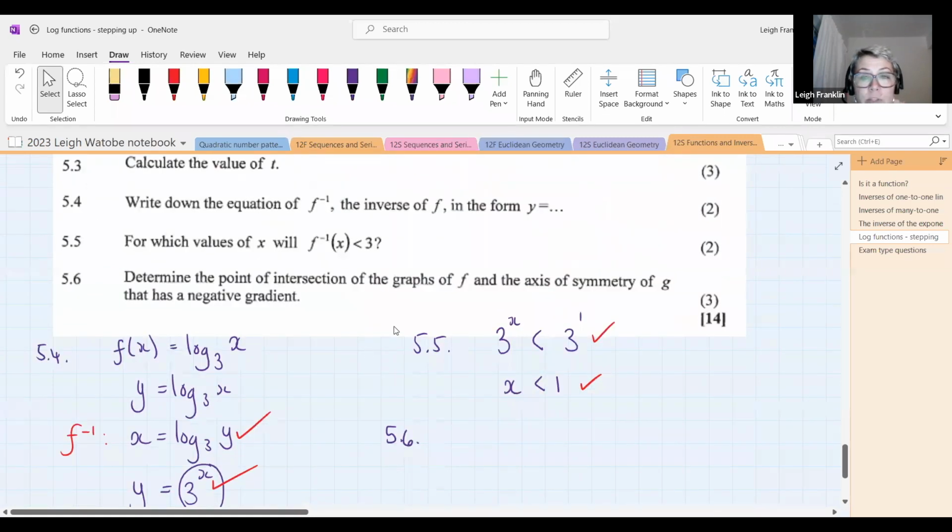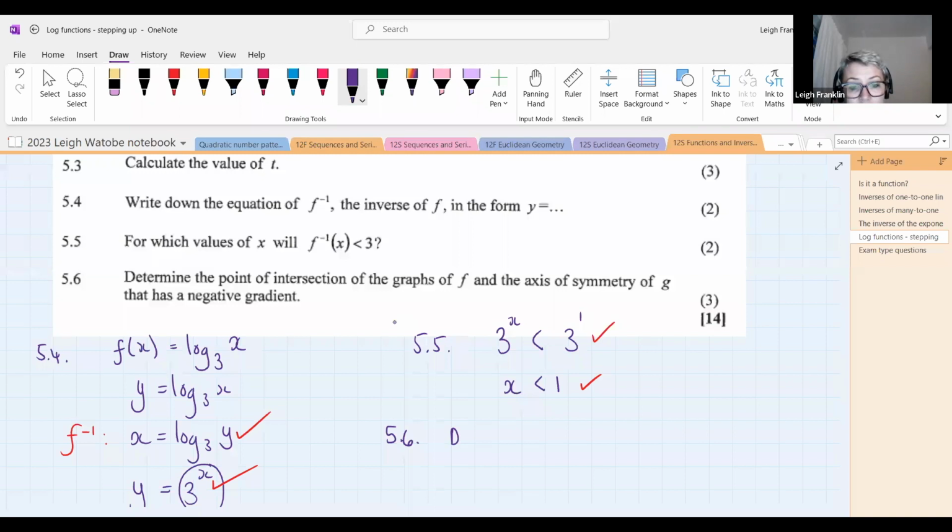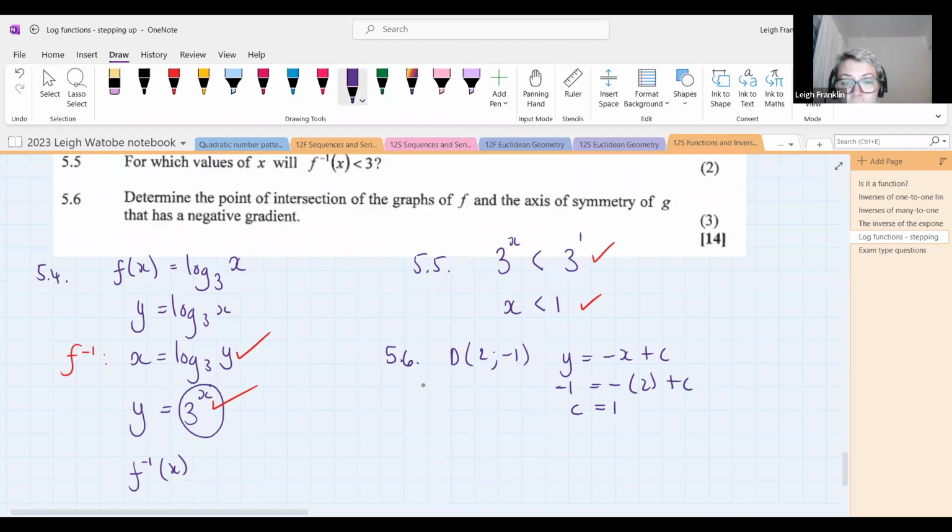Okay, so what I would do here is I would take the coordinates of D, which we know are 2 and -1. We're going to sub that into y equals -x plus c. We're going to get the equation of the axis of symmetry. So just doing that again, we know that c was equal to 1. So it is the line y equals -x plus 1.